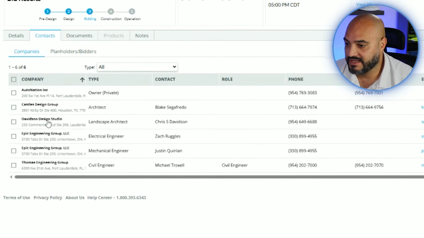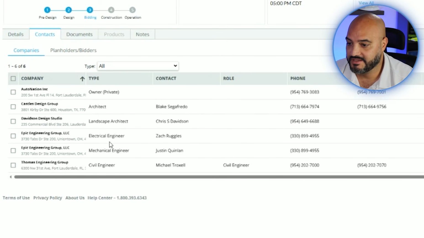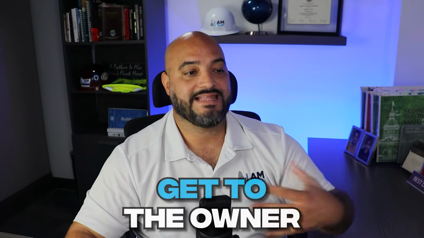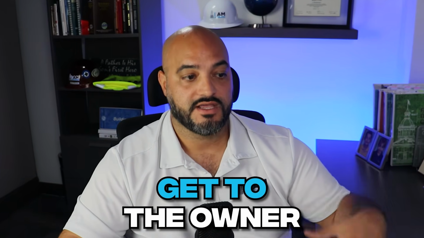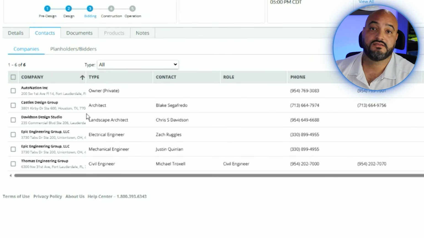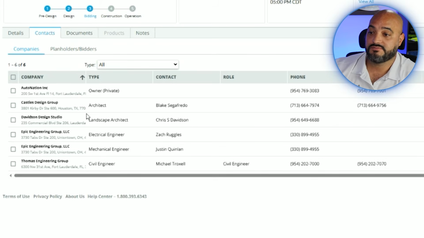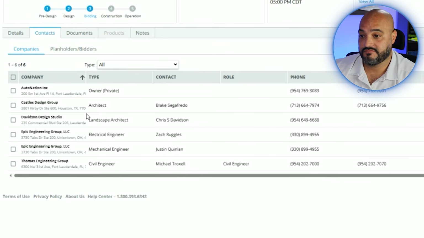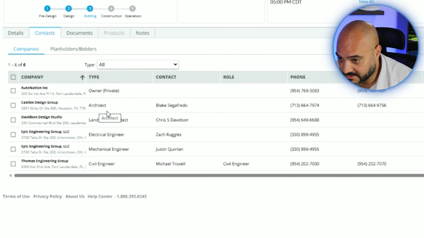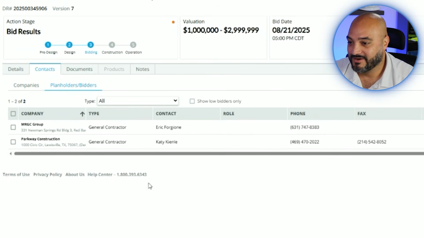Here we also have Davidson Design Studio. We got engineers. My point is that we want to get to the owner. The owner is the person in charge. Sometimes the architect does the contract administration, which is basically being the owner's rep on behalf of the owner. Okay. If I'm a subcontractor, I don't care who the owner is. I want to see who the plan holder is.